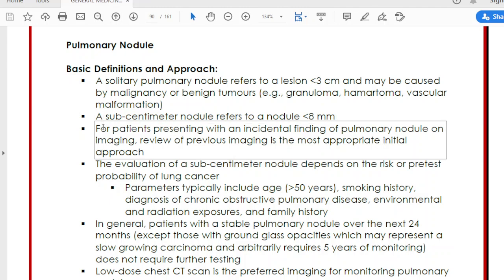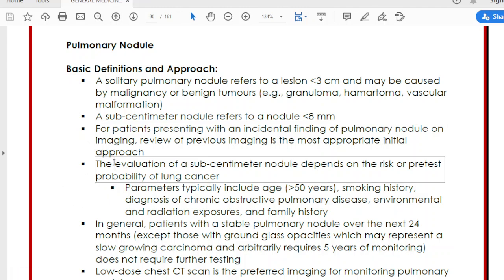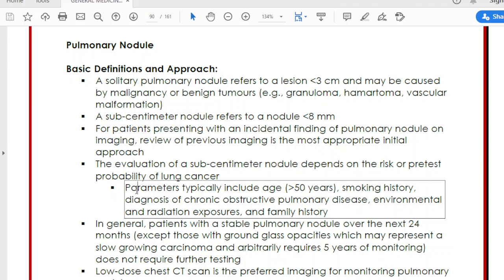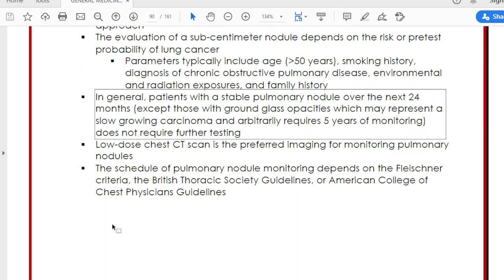For patients presenting with an incidental finding of pulmonary nodule on imaging, review of previous imaging is the most appropriate initial approach. The evaluation of a subcentimeter nodule depends on the risk or pretest probability of lung cancer. Parameters typically include age >50 years, smoking history, diagnosis of chronic obstructive pulmonary disease, environmental and radiation exposures, and family history.